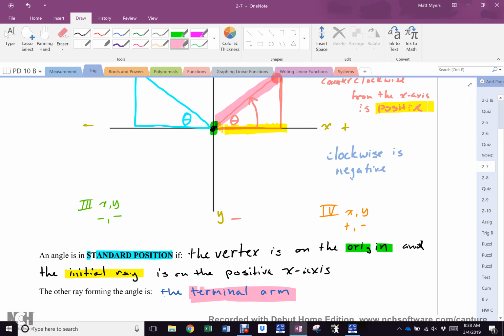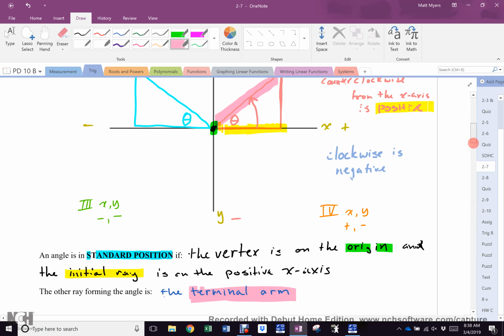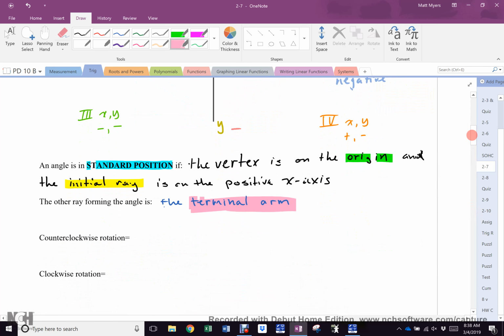If those two things are happening, you have an angle that is in what we call standard position, and we can do some trig. Counterclockwise rotation, positive or negative angle? Positive here. Clockwise rotation, negative. Is everybody good?